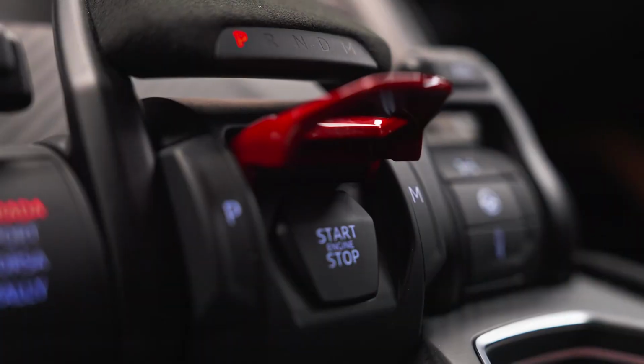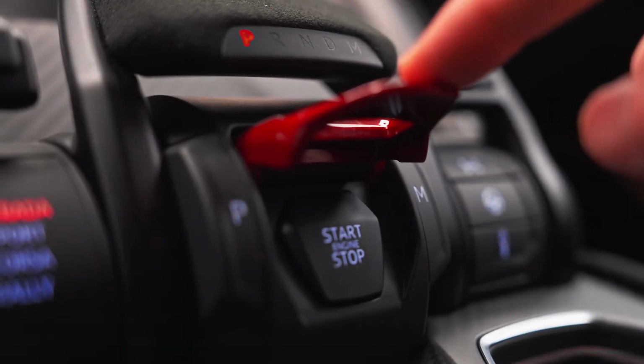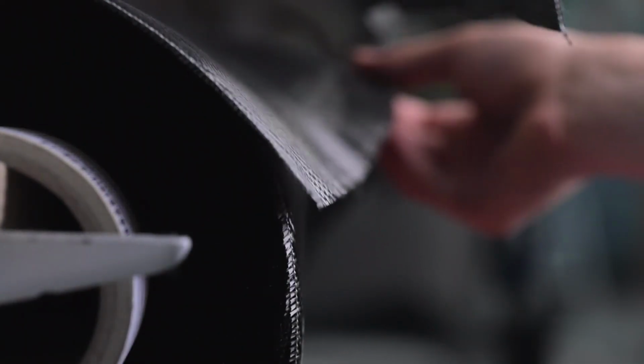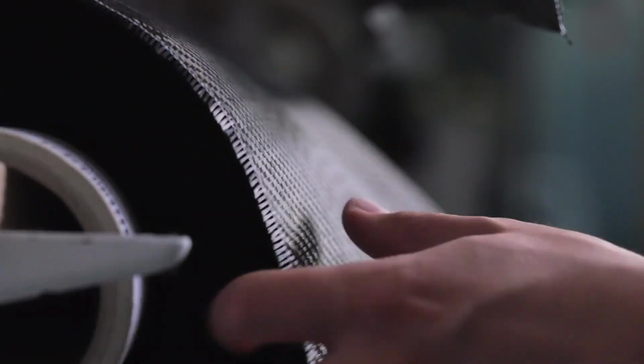One of the most time-consuming steps is stabilization. During this phase, precursor fibers must move slowly through long furnaces while undergoing chemical transformations. If the fibers are heated too quickly, their internal structure can become uneven or damaged. After stabilization comes carbonization, which requires extremely high temperatures. Industrial carbonization furnaces operate at temperatures above 1,000 degrees Celsius, and in some cases much higher.